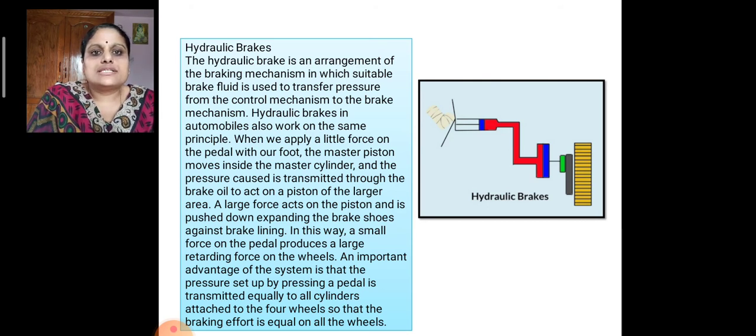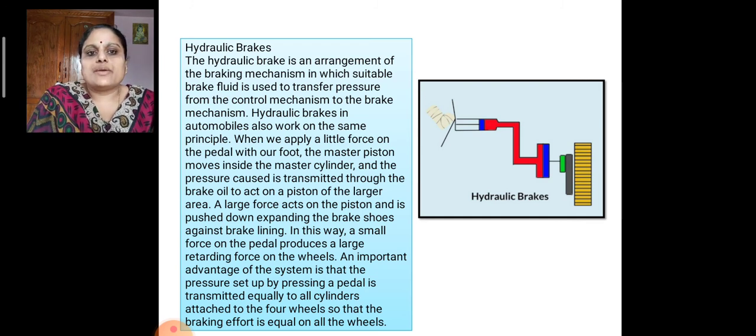When we apply a little force on the pedal with our foot, the master piston moves inside the master cylinder and the pressure caused is transmitted through the brake coil to act on a piston of larger area. A large force acts on the piston and it is pushed down, expanding the brake shoes against the brake lining. In this way, a small force on the pedal produces a large retarding force on the wheels.